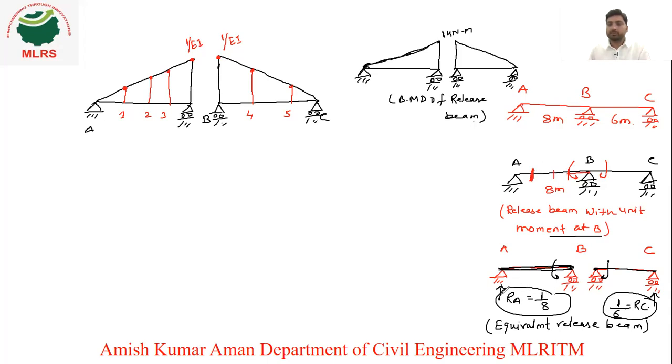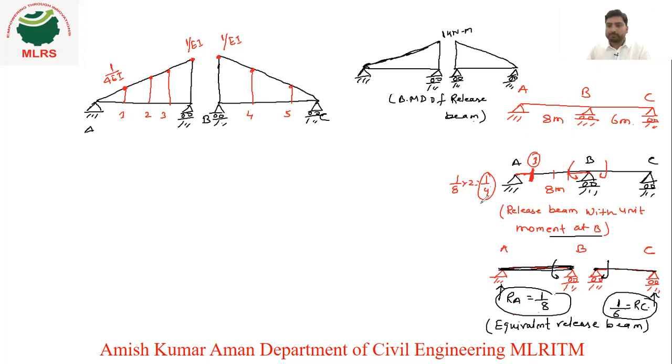So the moment at this point will be reaction RA, 1 by 8, into distance 2, right? So 1 by 8 into 2, what will that be? 1 by 4. And 1 by 4 is the moment at this point, let's say point 1. So what will be the deflection at this point? 1 by 4 EI, because dividing by EI will give you the deflection.